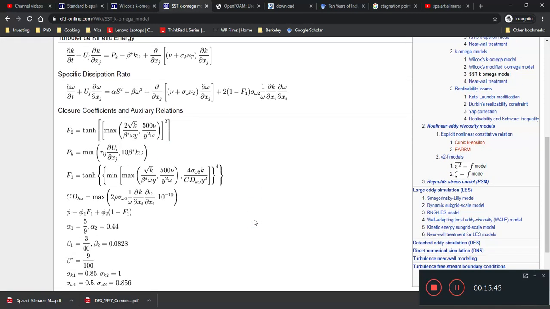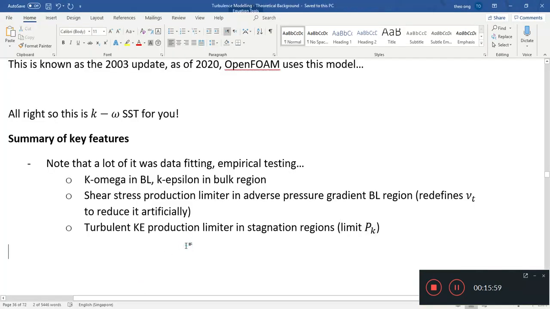The rest of it is pretty standard, the standard blending functions that switch it from k omega in the boundary layer to k epsilon in the bulk region.